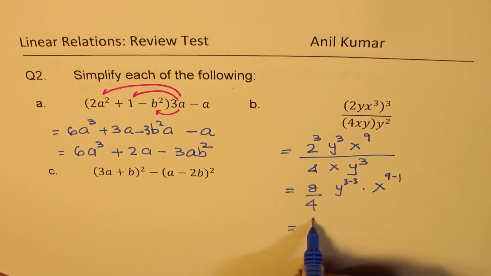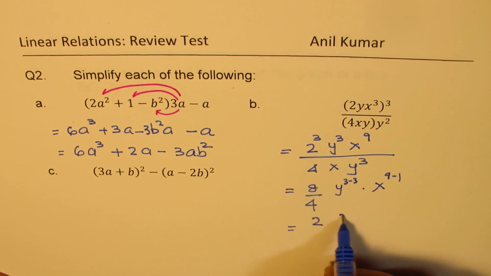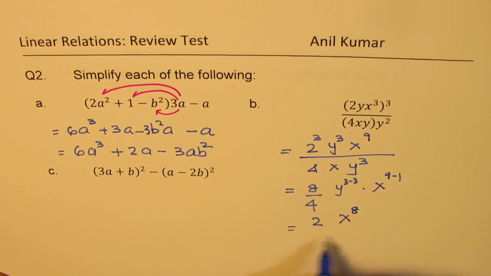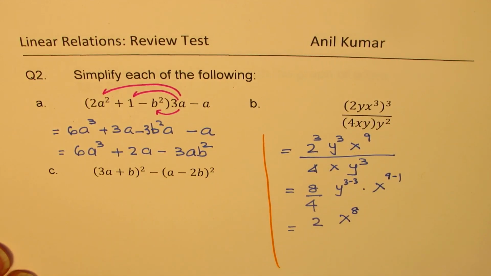8 divided by 4 is 2, and that is y to the power of 0, which is 1, and x to the power of 8, so that is our answer. Is that clear to you? That is how we are going to simplify the expression. So we get 2 times x to the power of 8 as our result.